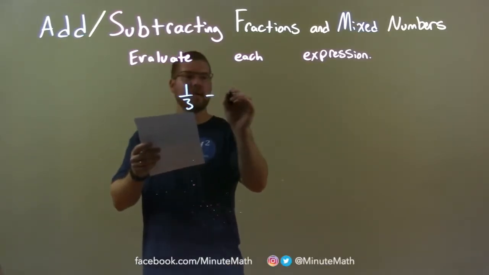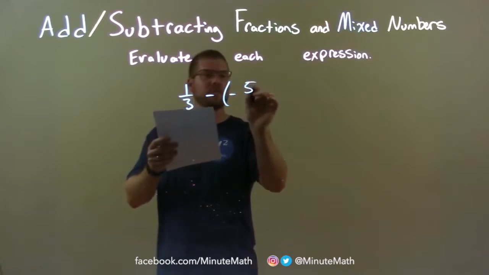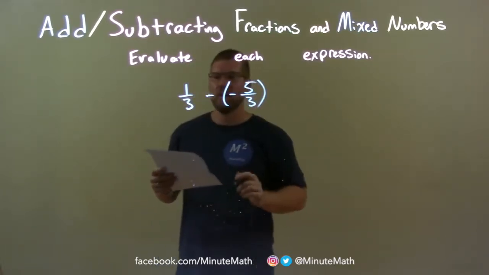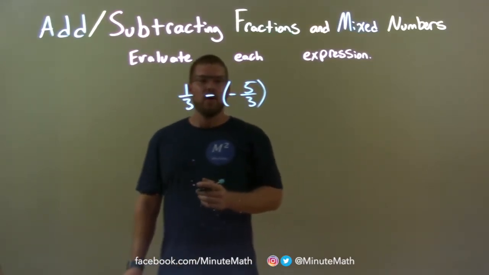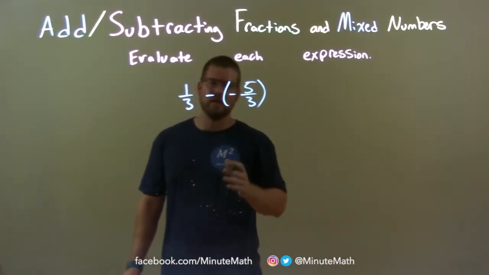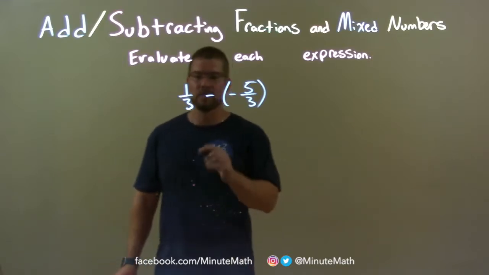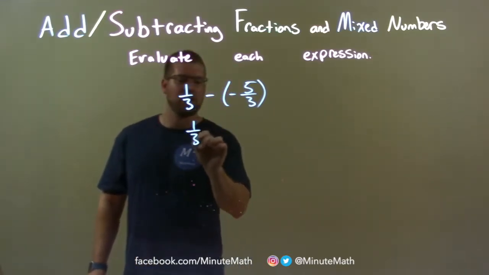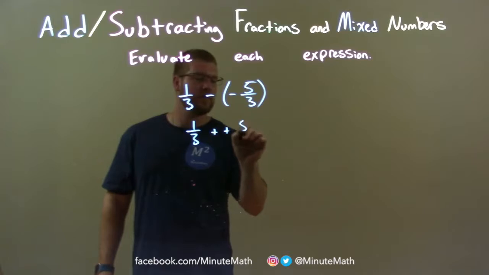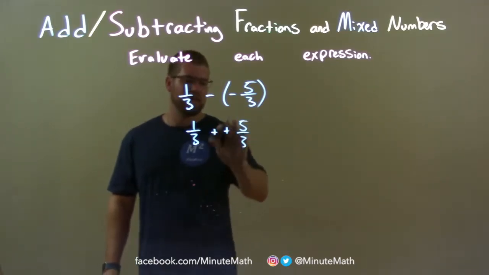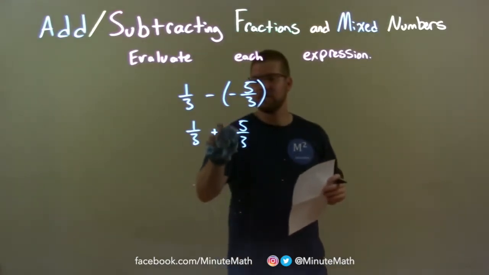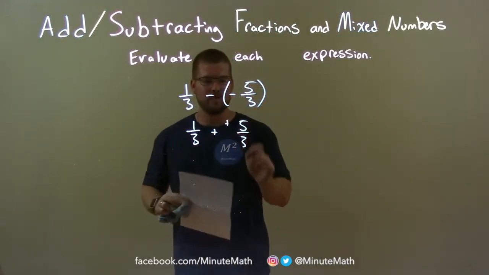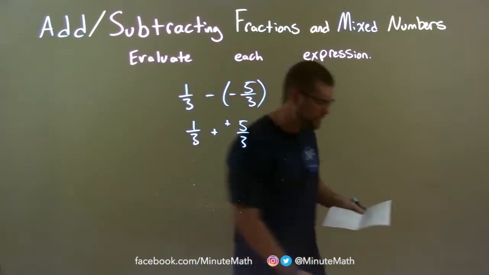1/3 minus a negative 5/3. Okay, so we have 1/3 minus a negative 5/3. One thing we see is subtracting a negative is the same thing as adding a positive. So let's go do that. We have 1/3 plus a positive 5/3. Let's make that a little nicer looking, instead of a swirl. Plus a positive.